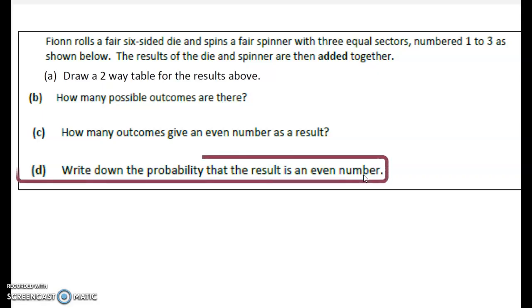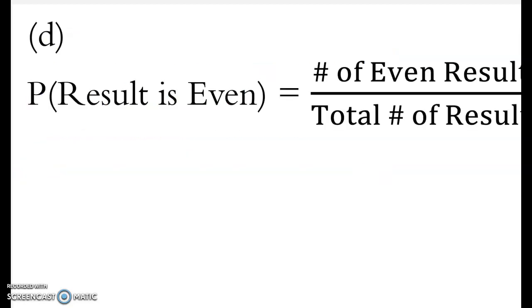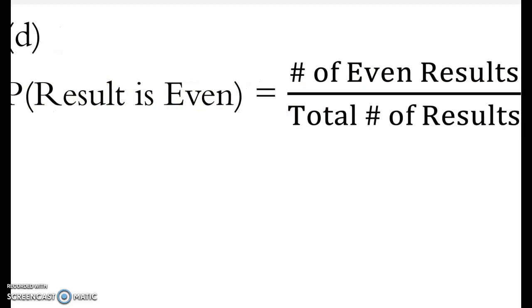And then part D, write down the probability that the result is an even number. So for this one, this is P for probability, and in brackets, the probability that the result is even. What we've got going on here is the number of even results over the total number of results. So we have 9 even results out of the total number of results, which is 18. Basically that's a half. And that is that question finished on probability question 8.